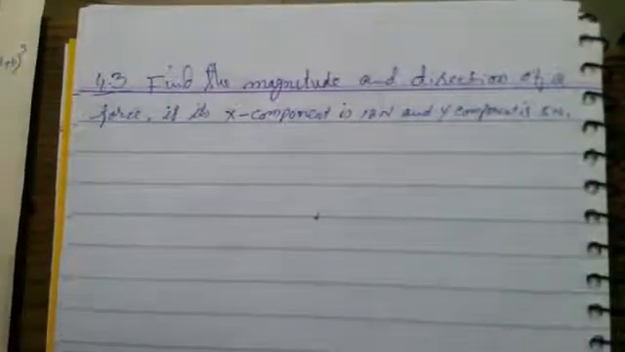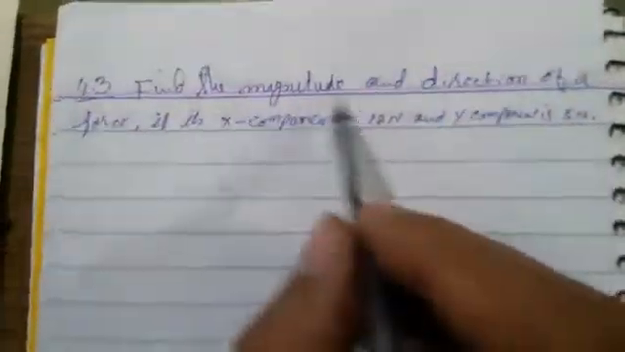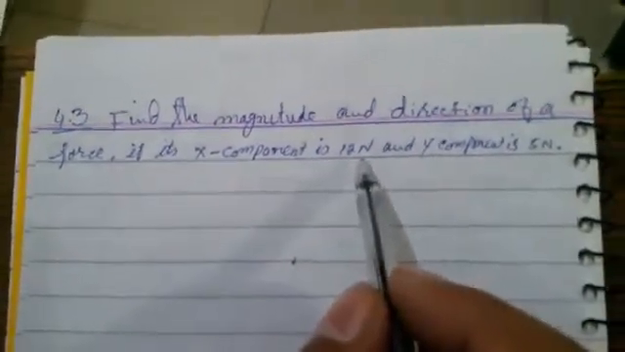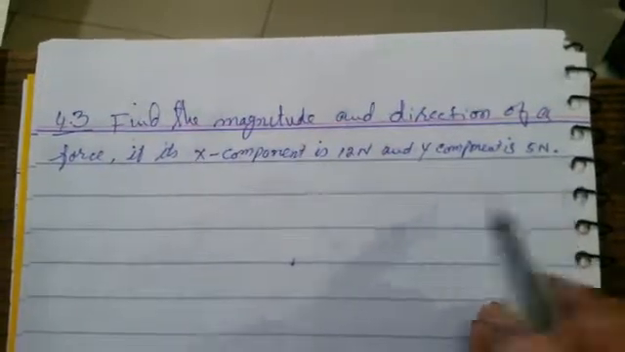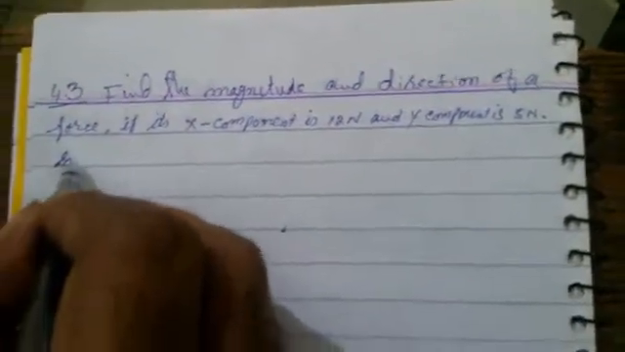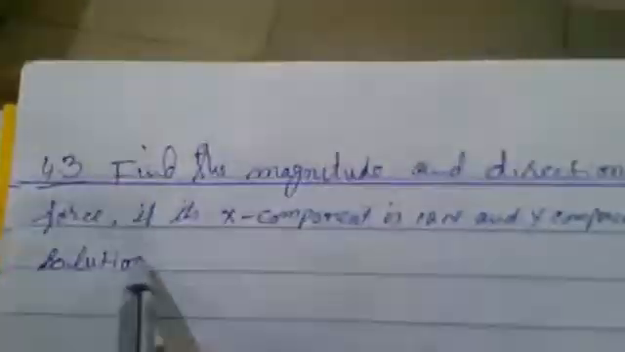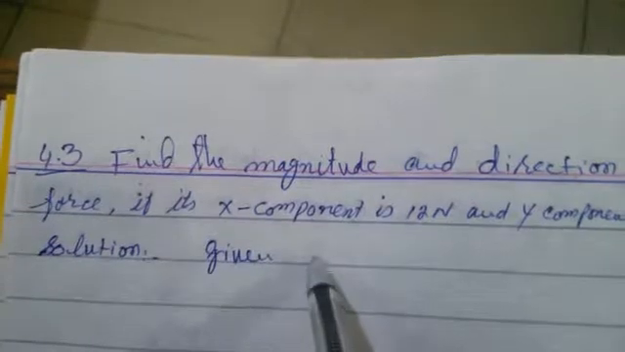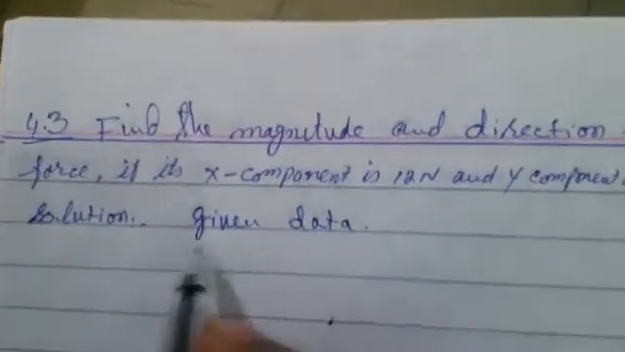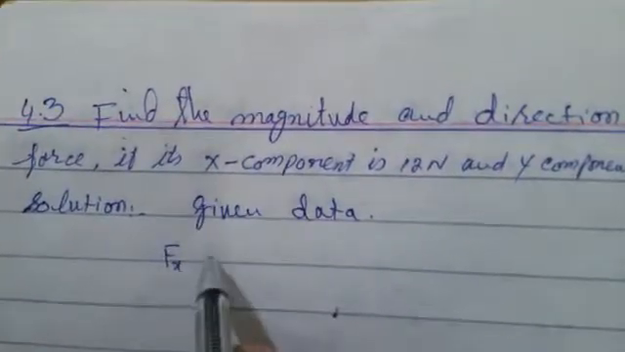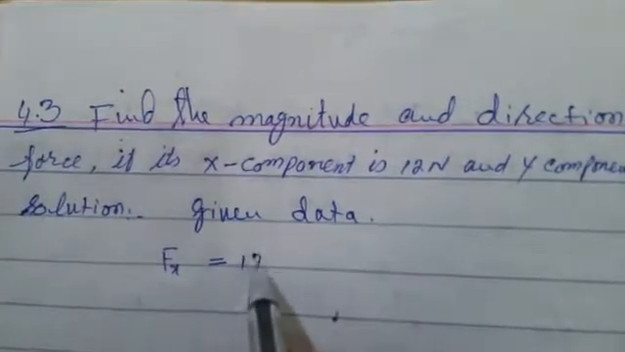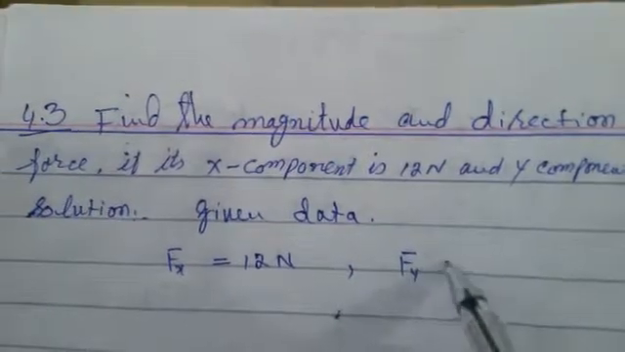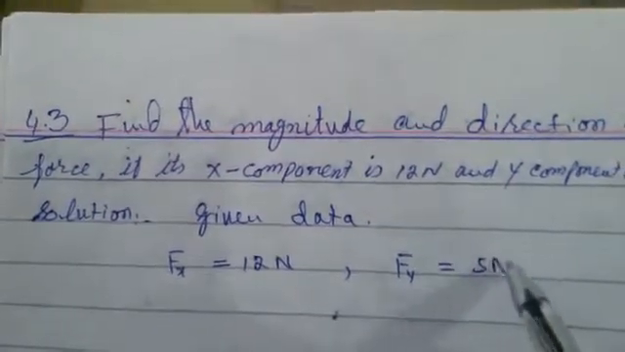Today we are going to solve question number 4.3. Find the magnitude and direction of a force if its x component is 12 Newton and y component is 5 Newton. Let's solve this. Given data, it is given x component is equal to 12 Newton and y component is 5 Newton.